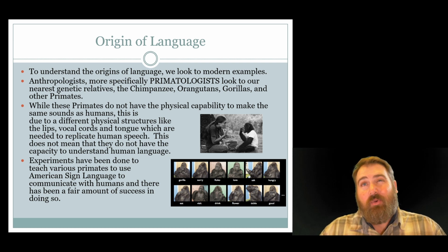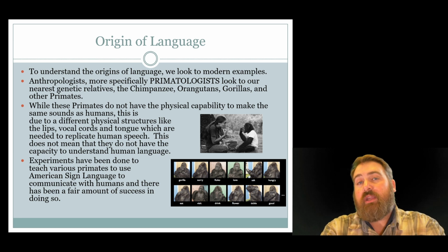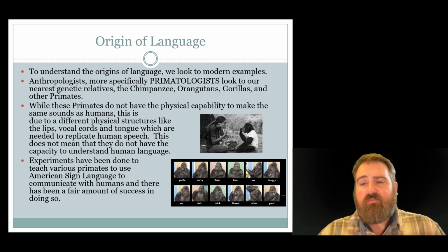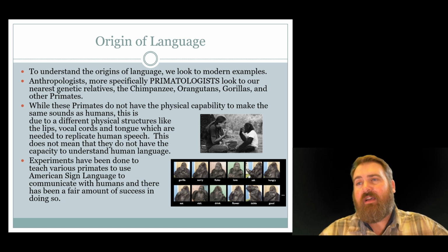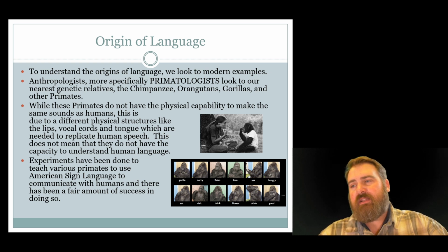To try and understand the origin of language, a lot of primatologists and linguists have been working with our nearest genetic cousins, right? So we're talking about chimpanzees and gorillas and orangutans. Because they are genetically our closest relatives, we believe they have the capability of showing us what it would have been like for our ancestors who could have developed that same capability of transmitting information.